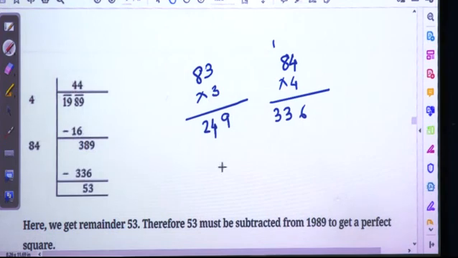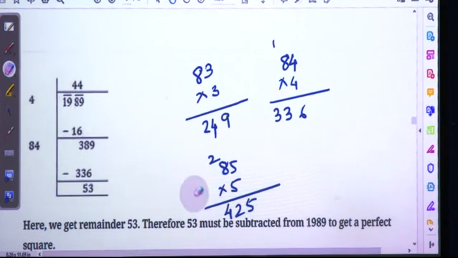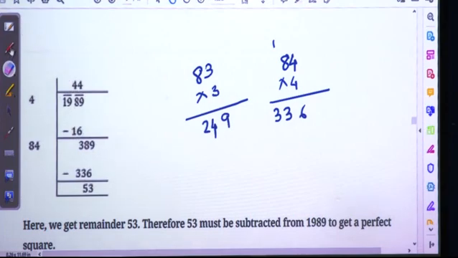Let us check the next value. We shall attach 5 and multiply by 5. 5 5s are 25, carry 2, 8 5s are 40, plus 2 is 42. It goes above the required value, so we have to consider 84. 84 4s are 336. So 389 minus 336, we are getting 53 as the remainder.